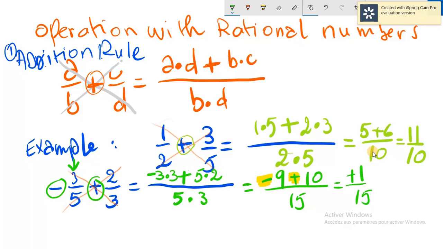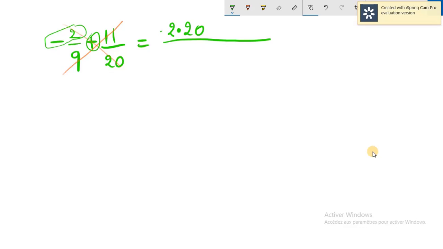Now, let's take another example. What if you have negative 2 over 9 added to 11 over, let's say, 20. So what you do, again, you're going to cross the numbers, numerator with denominator, and denominator with numerator, and you apply the rule. So it says negative 2 times 20, added to 9 crossed with 11, so you multiply 9 times 11. Then we should multiply 9 by 20 for the denominator.